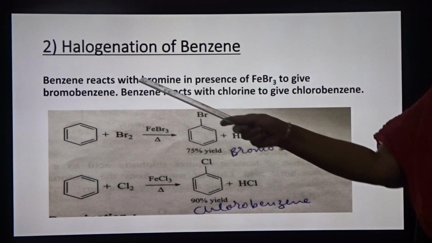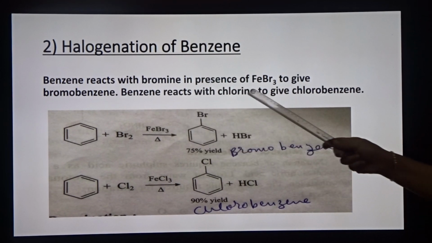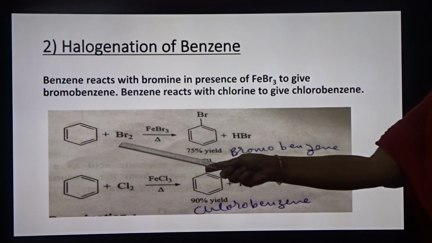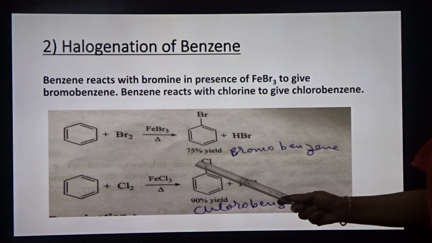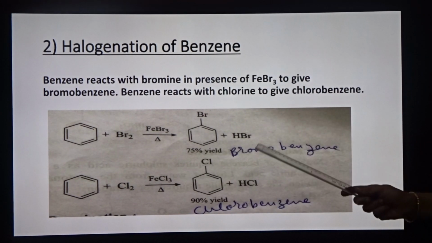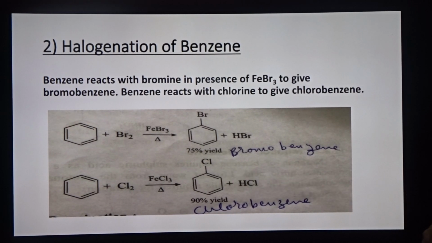Halogenation of benzene. Benzene reacts with bromine in the presence of FeBr3 to give bromobenzene. Benzene reacts with chlorine to give chlorobenzene. So halogenation of benzene in the presence of bromine will give bromobenzene, and in the presence of chlorine will give chlorobenzene.